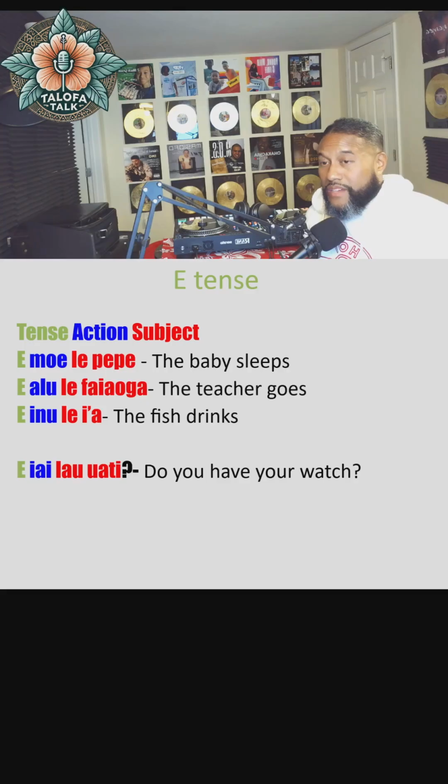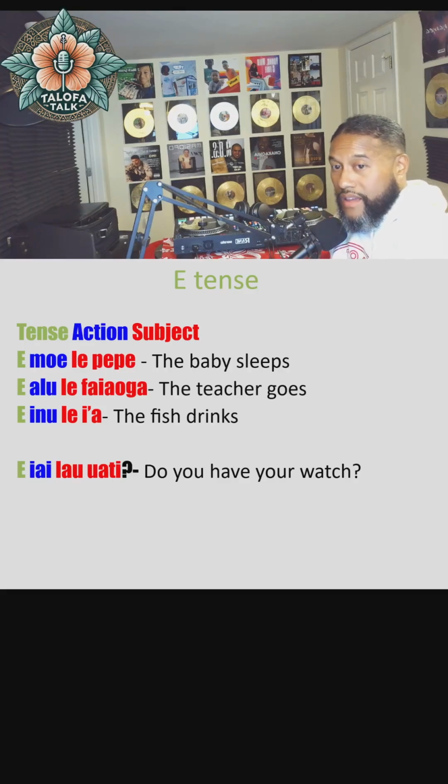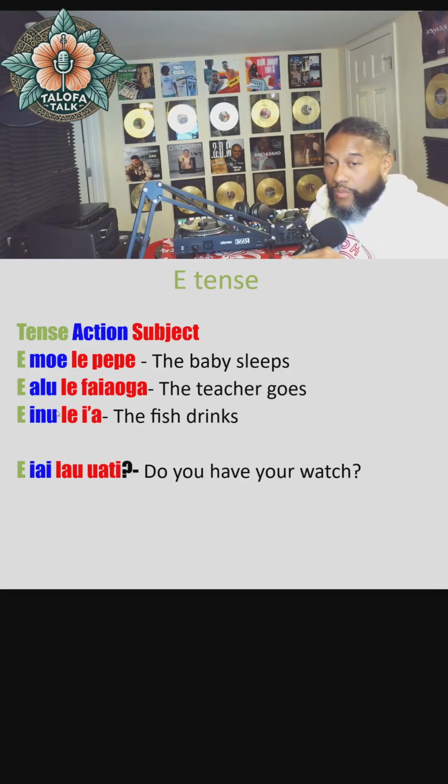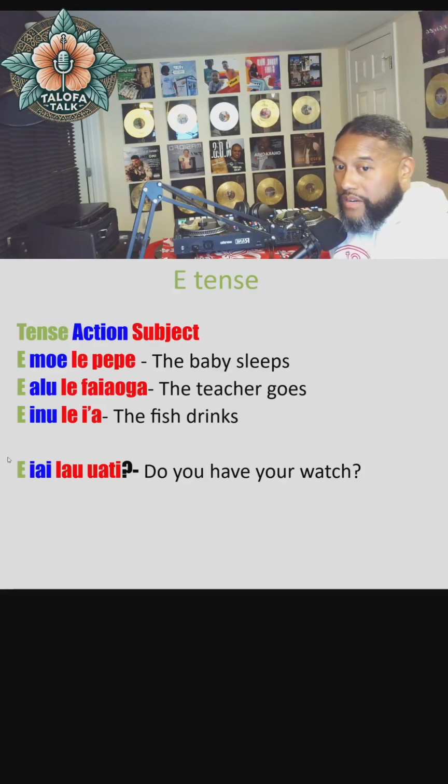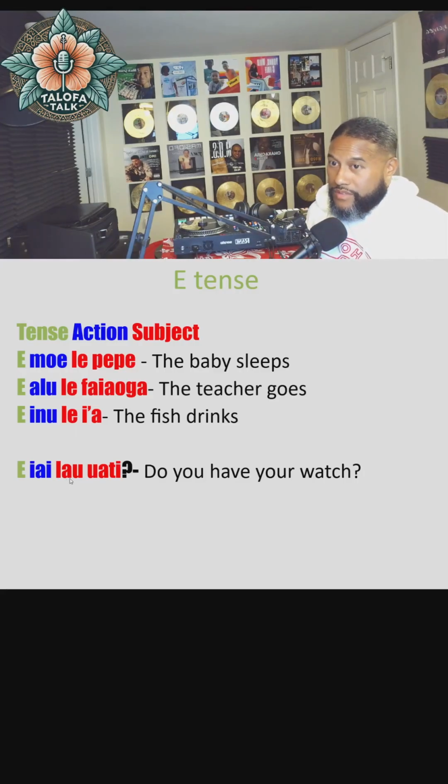All right. So we know that the e is going to be a habitual present tense. The word ai means to have or to possess, right? So when people are asking you for something, they want to know, do you have this? You got that? Okay. Remember what the word lau means? We talked about this one earlier today.